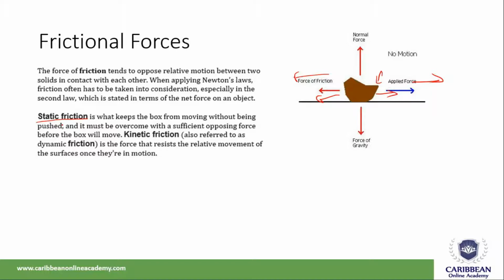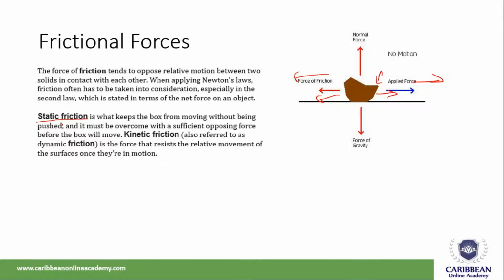So by moving on the surface, we now have what we call kinetic friction. It is a force that resists the relative motion of the surfaces once they are in motion. So once the box is being pushed, follow me, you will realize that there is still a type of friction, but this one is now related to what we call kinetic friction. We no longer have static friction, right? Once it is in motion, we now have kinetic. If the thing is not in motion, then we have static.